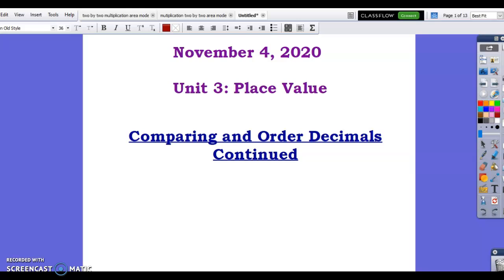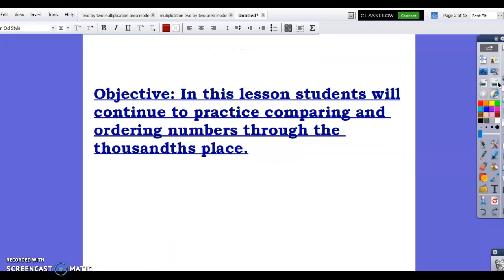And in your notes, go ahead and write the blue underline title, Comparing and Ordering Decimals Continued, as the title of your new clean page. Today, in this lesson, students will continue to practice comparing and ordering numbers through the thousandths place.